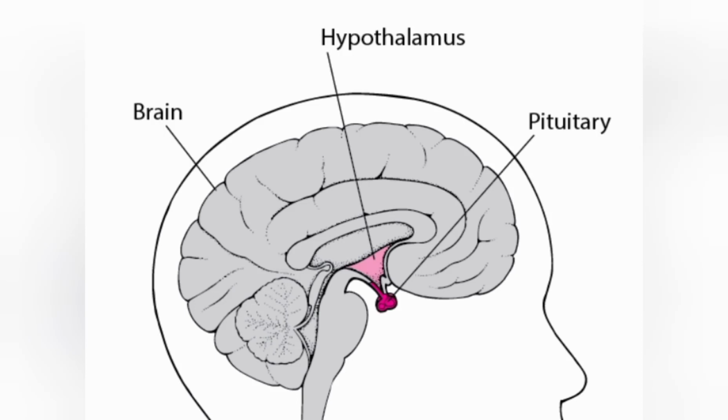Pituitary gland. Pituitary gland is a very important endocrine gland in the human body.